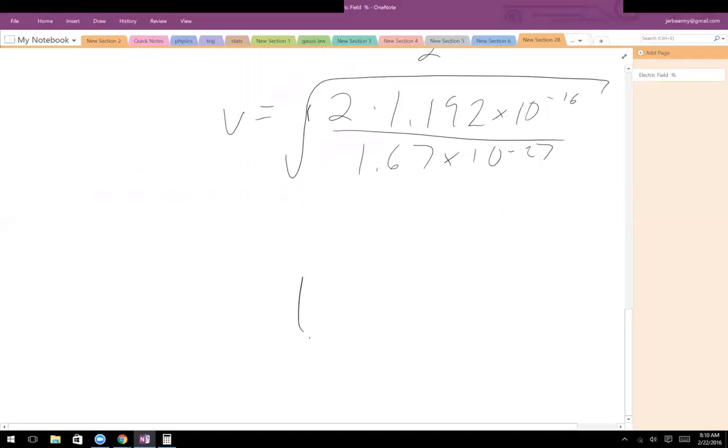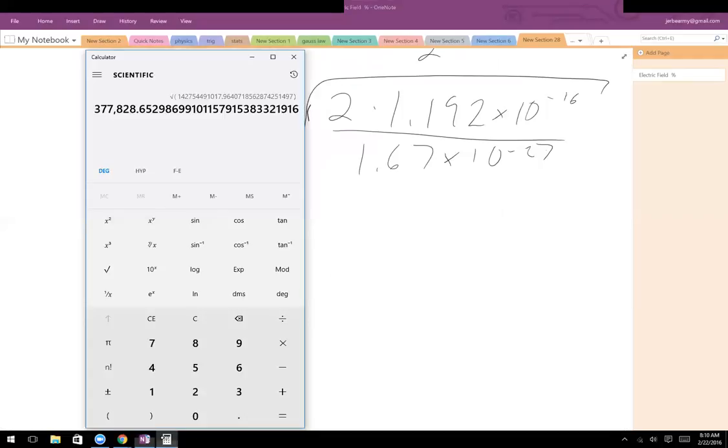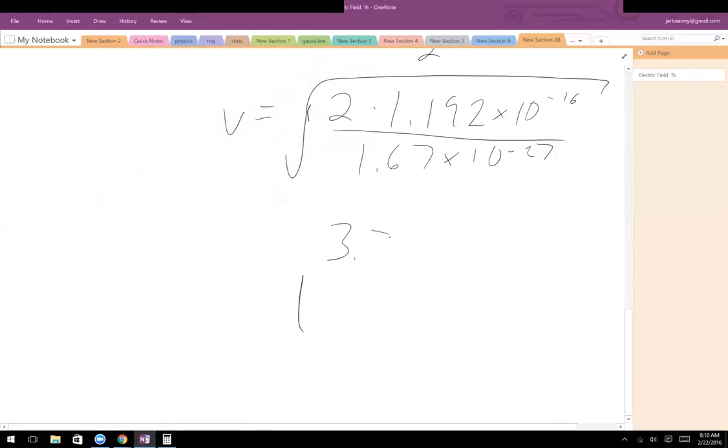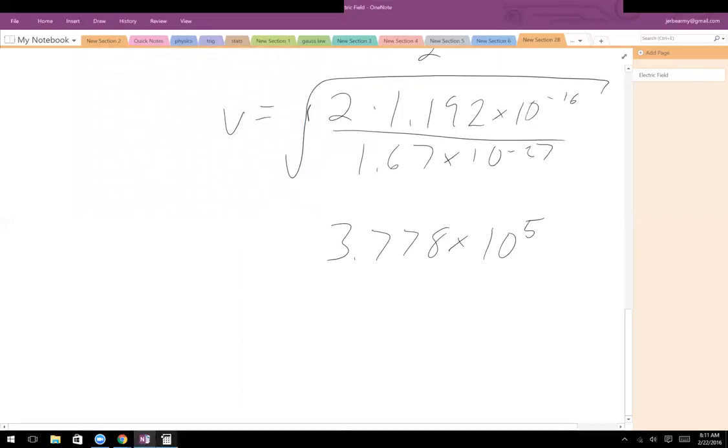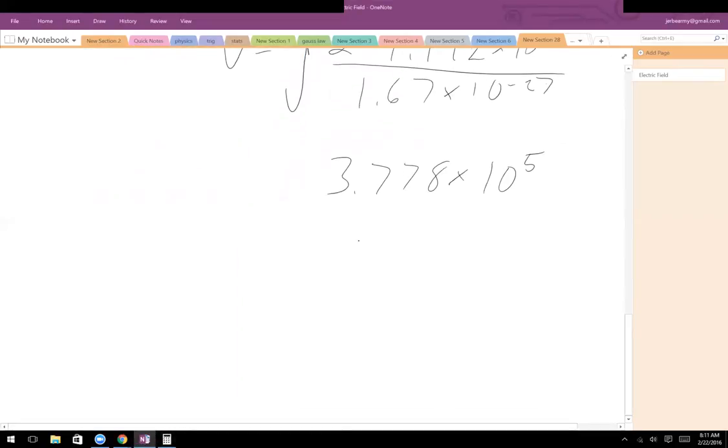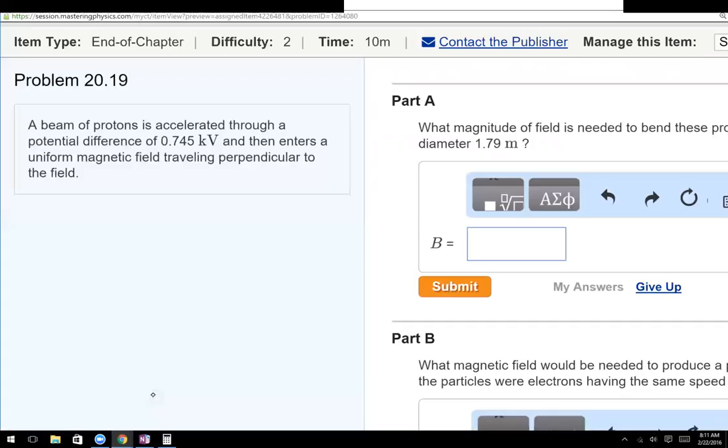My pen won't write. There we go. Now that it writes, I forgot what I had. 377.8 times 10 to the 5th. All right, so that's our V. And once we know that, let's go back to the problem. All we've done so far is say, if you have a proton and you accelerate it through that potential difference, how fast is it going when it gets to the end?